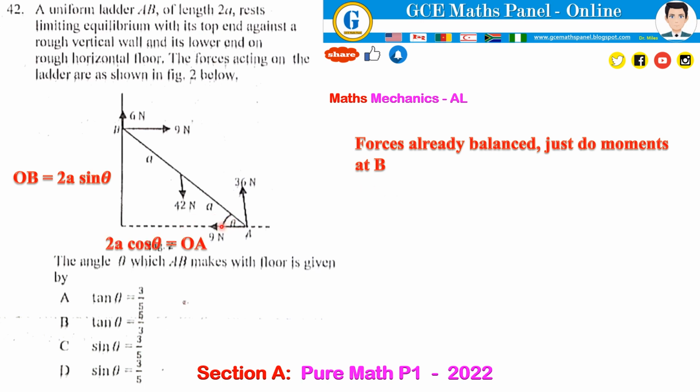So this is what we are going to have. We first of all look at this angle and we come out to this side. So our OB here will be equal to 2A sine theta, because the length of this ladder is 2A. And our OA is going to give us 2A cos theta. So we have our OA and our OB. Now, with these moments, we have at B this 9 times the perpendicular distance, which is OB, 2A sine theta.